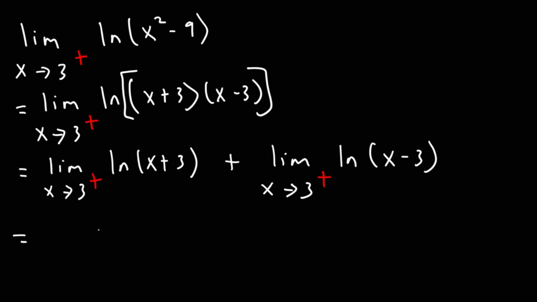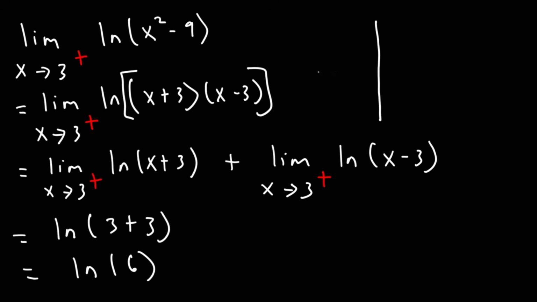Now for the one on the left, we could use direct substitution. So this becomes ln of 3 plus 3, which is ln 6. Now, that was the one on the left. Now the one on the right, for this one, we should graph it because we have a vertical asymptote.